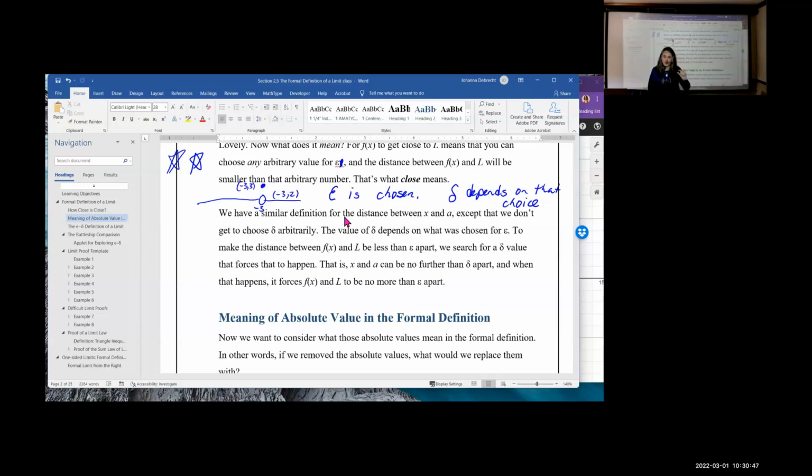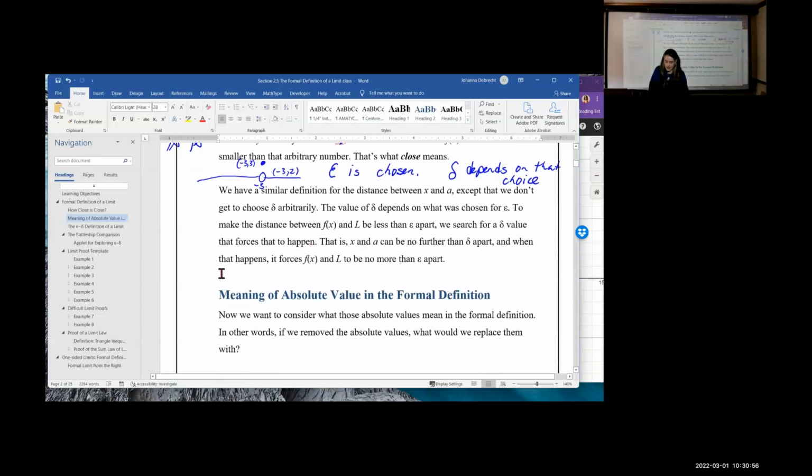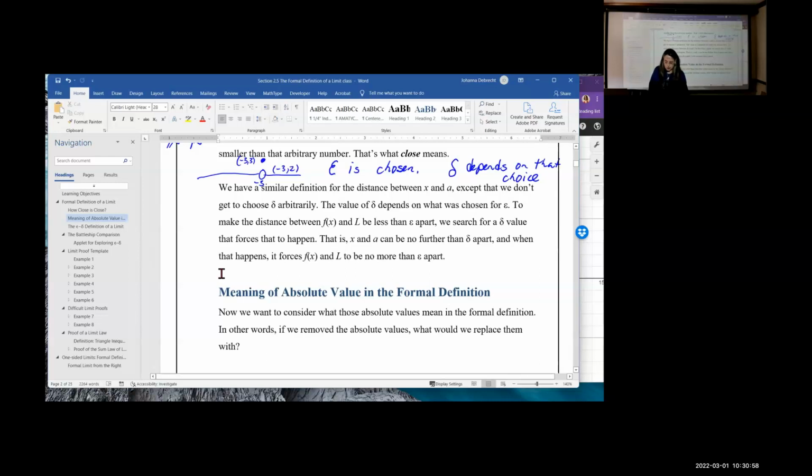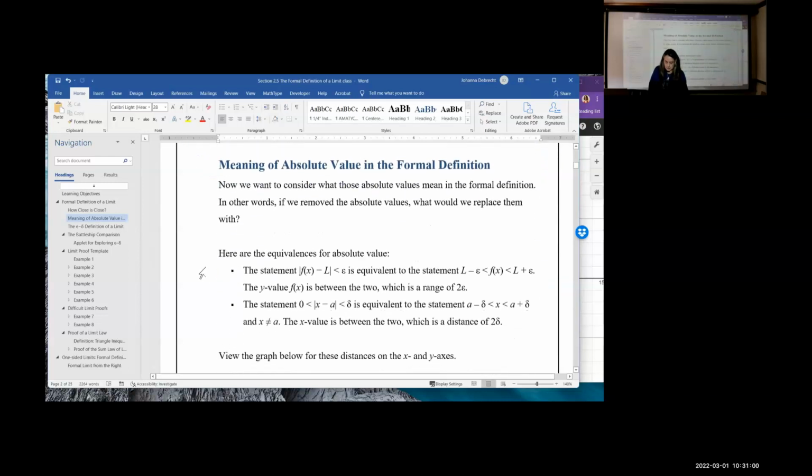Once you've made that choice, it's fixed for that problem. And the choice of delta depends on what you chose. And what we need to do is find a delta that forces that to happen. All right.